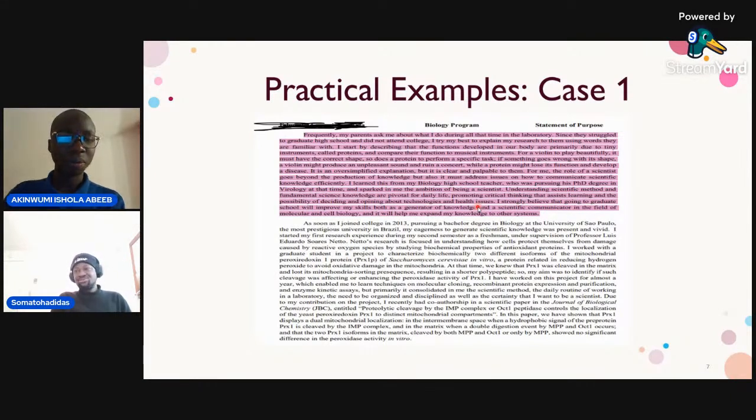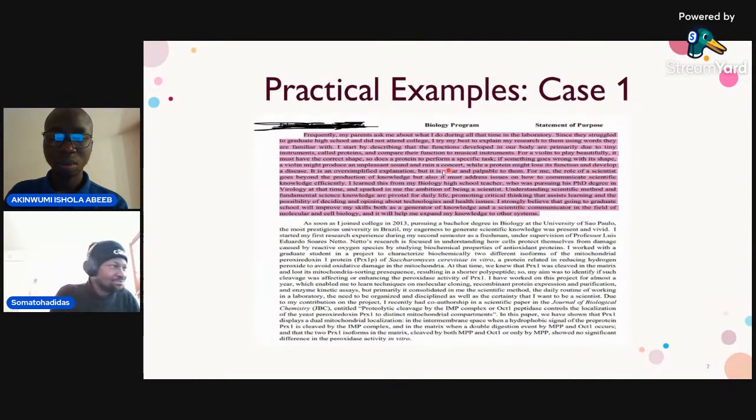The way this person started, he said, "Frequently, my parents ask me what I do all the time in the laboratory, since they struggled to graduate high school and did not attend college. I try my best to explain my research to them using words they are familiar with." So if you look at the way this person started, he gave a few glimpses as to his background, where he's coming from.